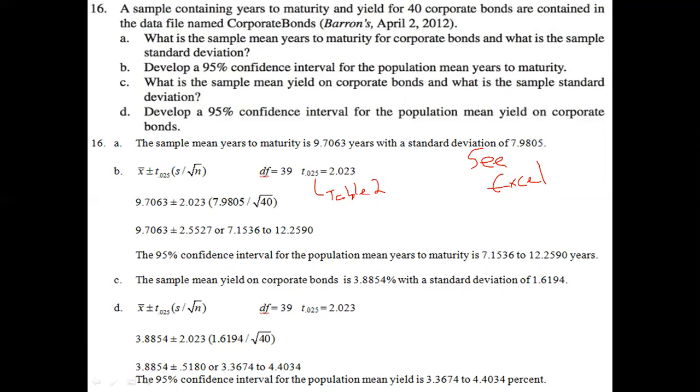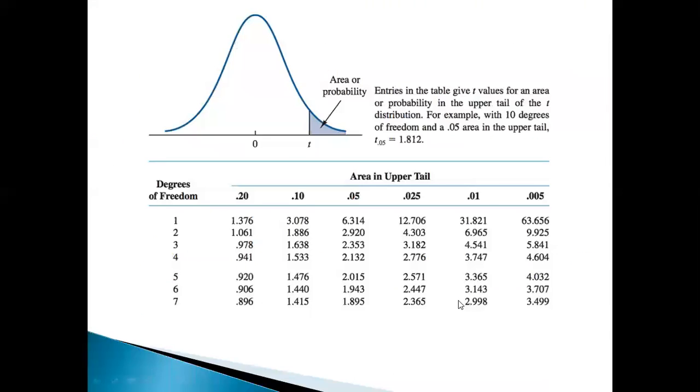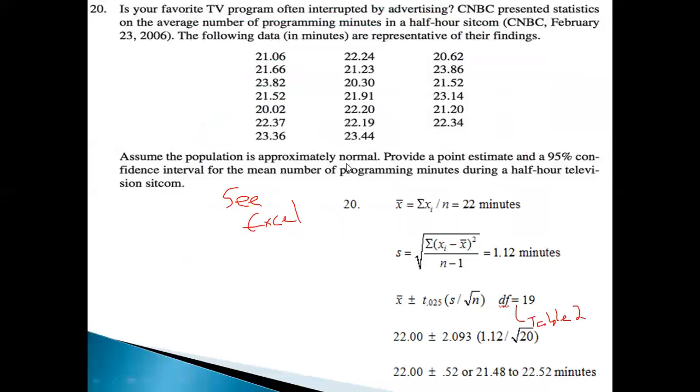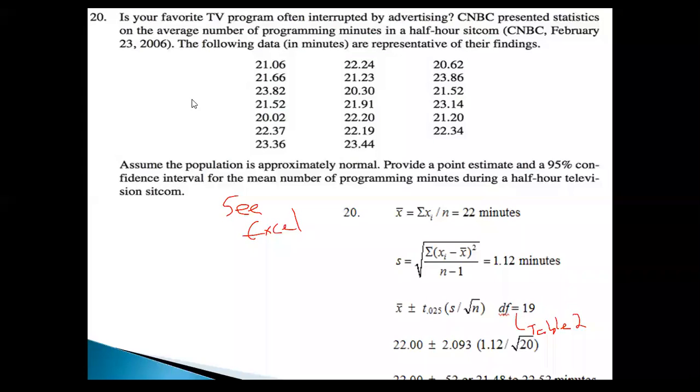So we plug all that in and we get the 95% confidence interval for the population mean yield is 3.3674 to 4.4034. And again, that's the region where we're 95% confident that the population parameter is going to fall within. Now, if we wanted a 99%, that's going to be a wider interval, because to be 99% confident, it has to be a wider interval. All right, so we're going to use these tables here again on the next problem.